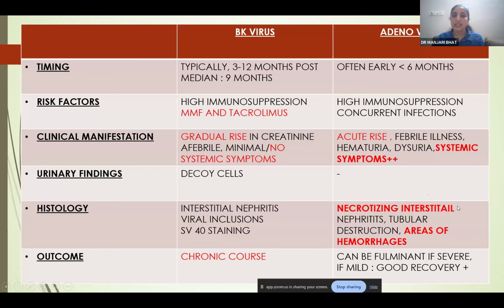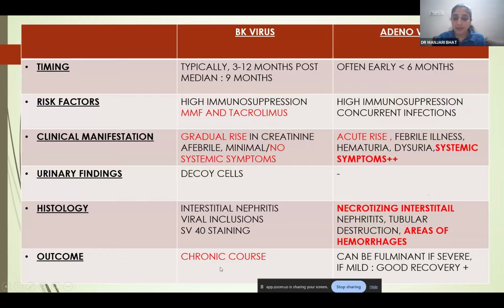Histologically, a necrotizing interstitial nephritis and areas of hemorrhages and areas of cortical necrosis, like how we saw in our patient, are typical features of adenovirus infection. However, SV40 staining and basophilic inclusions are typically seen in BKV nephropathy.